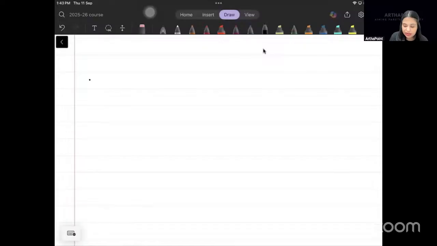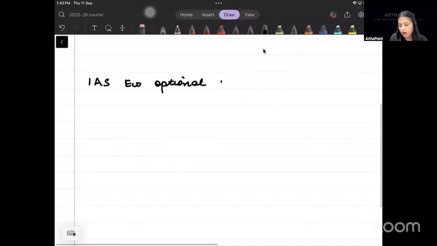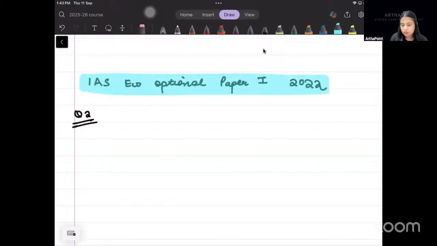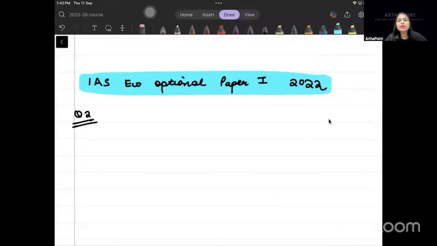So today I want to take IAS Eco Optional Paper 1, 2022, question number 2 beta. Okay, let us go ahead and look into the question. So in this question there are three parts. Question 2 onwards you will see that there are multiple parts to the question. And this is a question on the Stackelberg model.